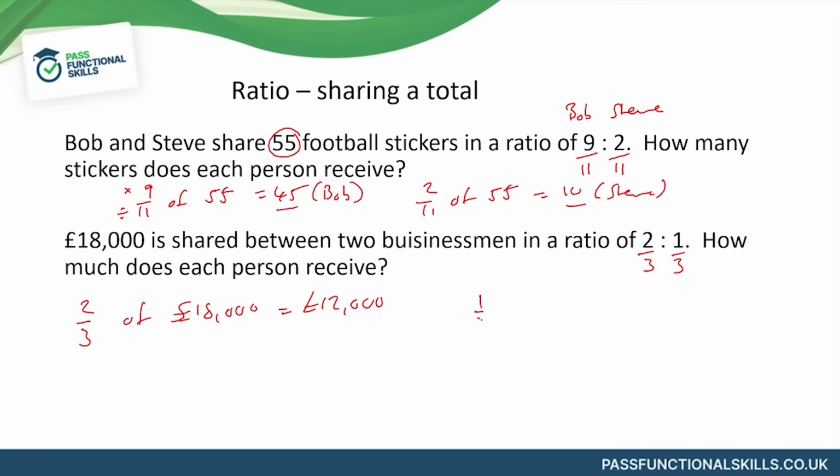And the second person will be getting 1/3 of £18,000. So that is £18,000 divided by 3, which is £6,000. Quick check, 12,000 plus 6,000 is 18,000, and that was what we started with.